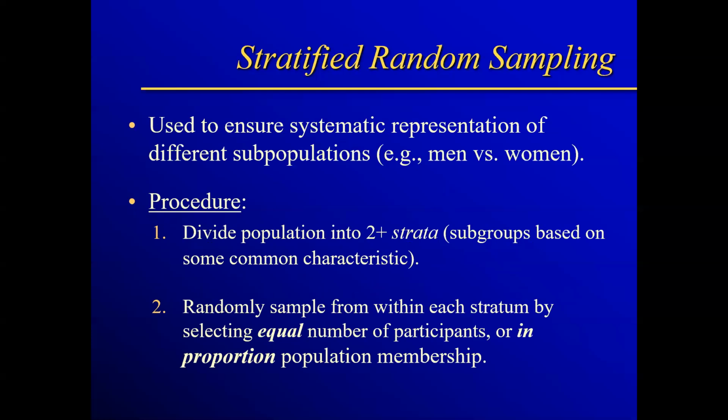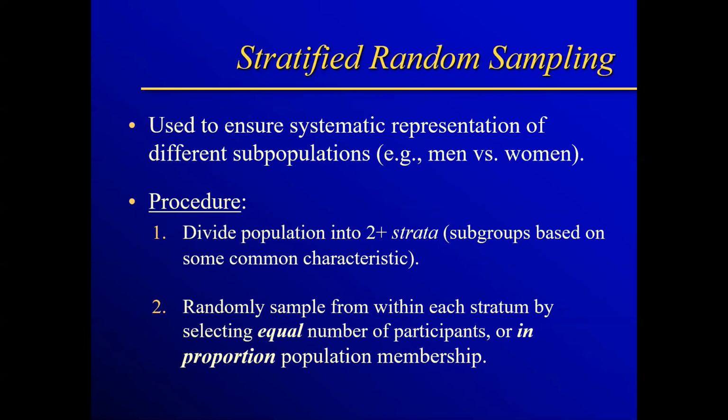But sometimes you want to make sure that you have systematic representation of different subpopulations in your sample. And let me go to the procedure and then an example. So how you go about doing this is you divide the population into 2 or more strata, it's called strata, but these are essentially the subgroups based on some common characteristic.